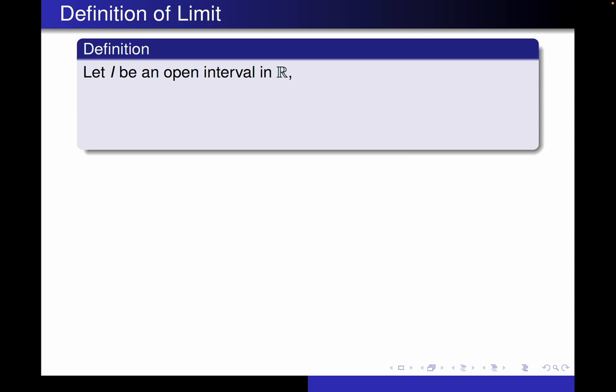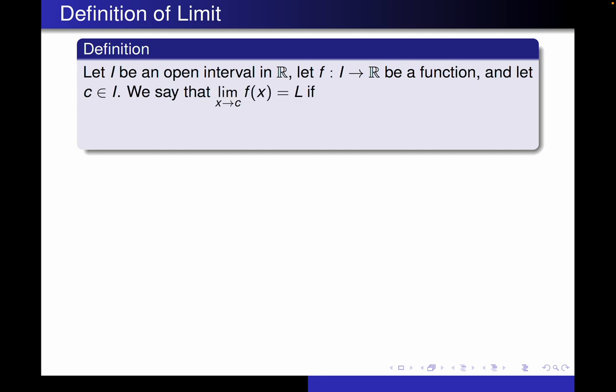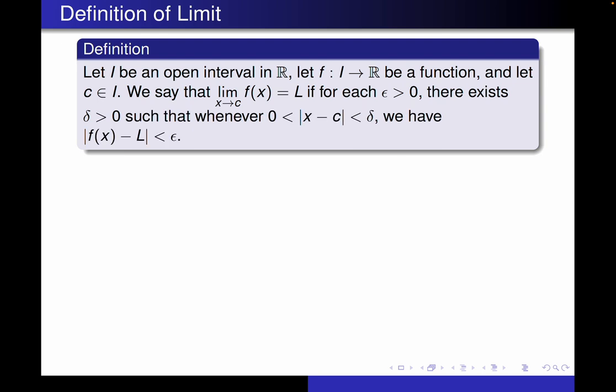So here is our formal definition. Let I be an open interval on the real numbers. Let f from I to the real numbers be a function, and let c be in the domain. We say that the limit as x approaches c of f of x is equal to L if for every epsilon greater than 0, there exists delta greater than 0, such that whenever the absolute value of x minus c is greater than 0, so x is never equal to c, and less than delta, we have the absolute value of f of x minus L less than epsilon.